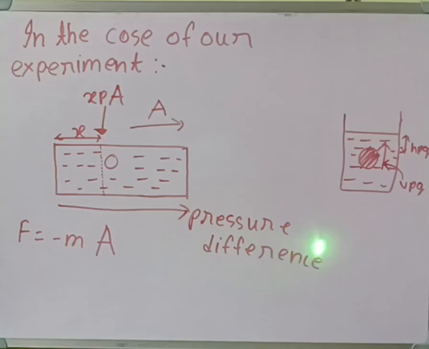Now, what is the formula for measuring this pressure difference? Well, it is very simple. See, in our previous case, we could measure the pressure at any point if we know the height. Then the formula was h into rho into g, right?